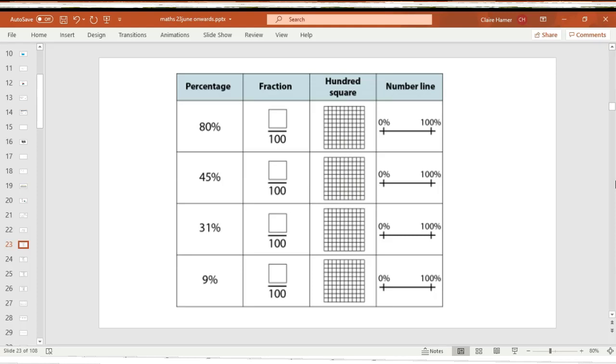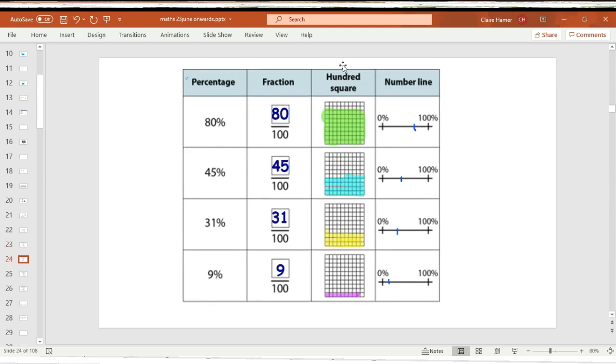Right, I'm now going to reveal the answers on the screen, so mark your own work. So 80 hundredths is the same as 80%. 45 hundredths, 31 hundredths, and 9 hundredths. And I've coloured in on my 100 square how much the percent equates to, because it's always out of 100. And I've identified on my number lines as well.